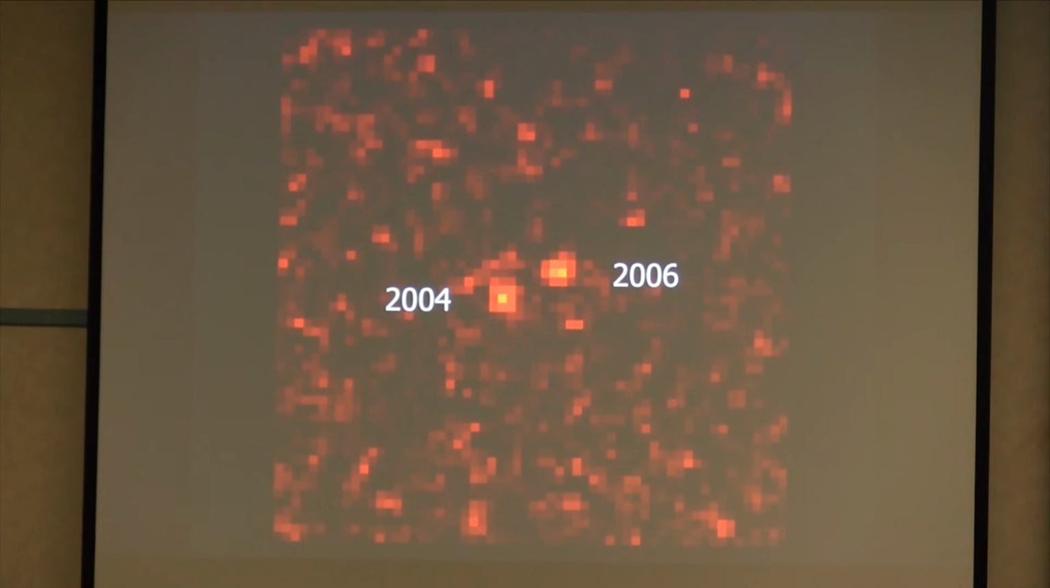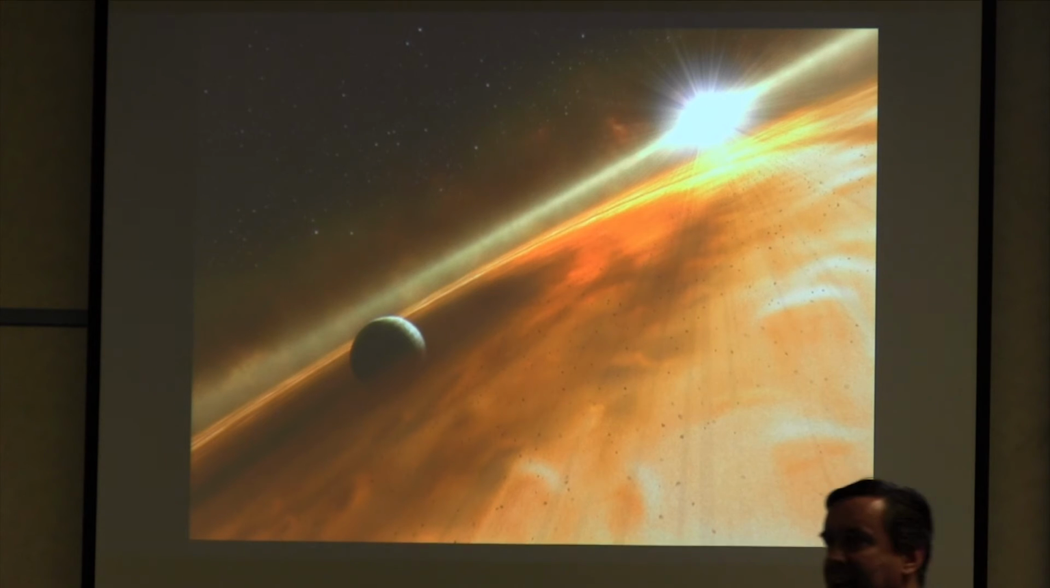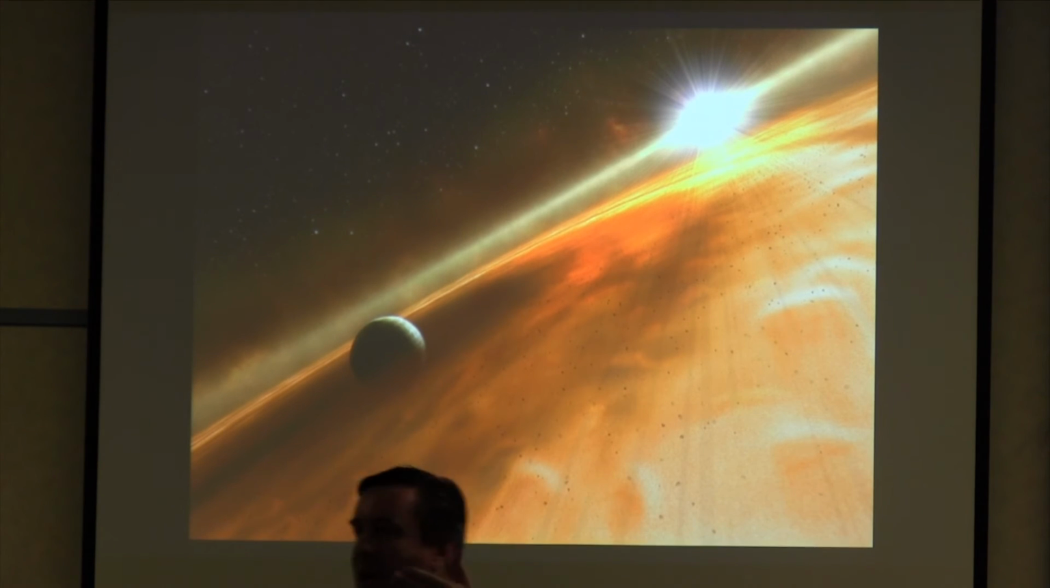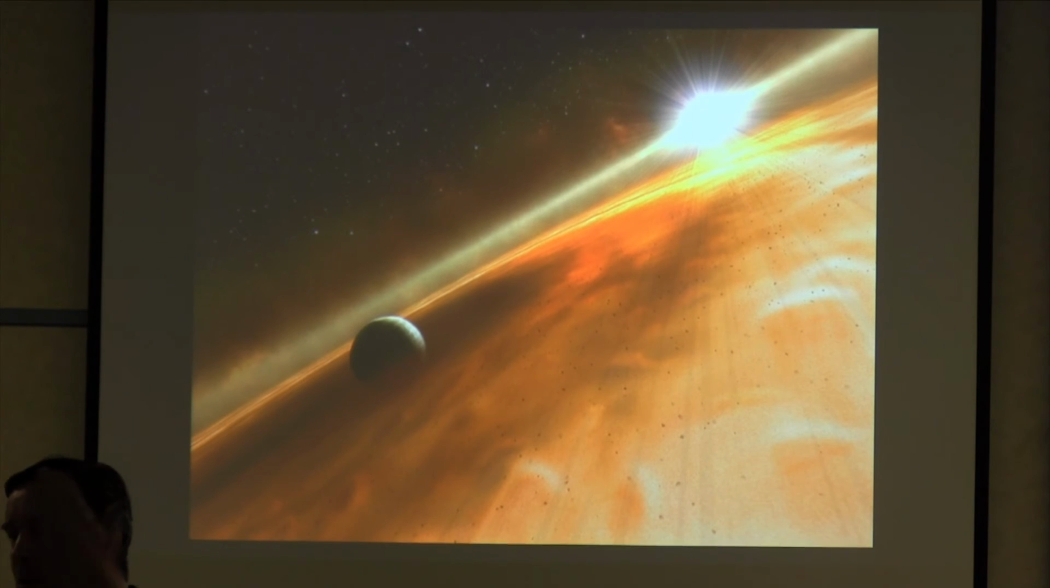But there's a problem with this red dot, okay? And that is that it was too bright. For a 3 Jupiter mass planet, at the distance of Fomalhaut, which is only 25 light years away, and at the distance from its star, it wouldn't be reflecting that much light. It wouldn't be as much light as Hubble had discovered.